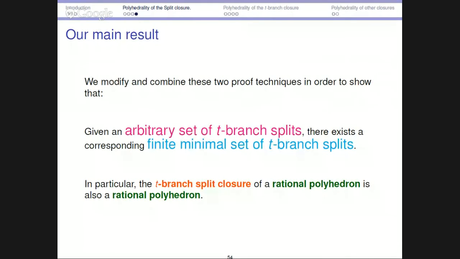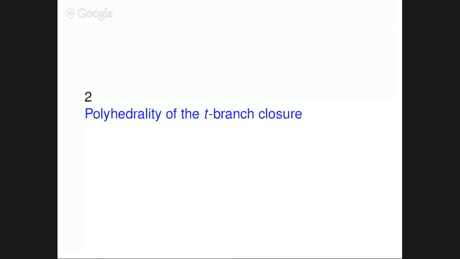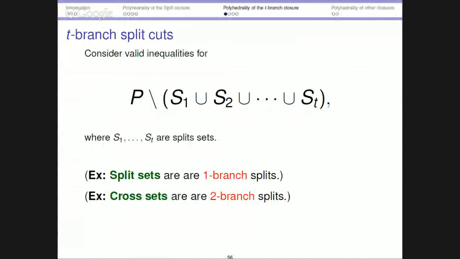Okay, so we prove the same result for T-branch splits. Let me remind you what T-branch splits were, because probably you forgot. For T-branch, you fix a T, and you remove from P T split sets at the same time, and you compute cuts based on this object. Split sets were one branch. And so this was proven before.